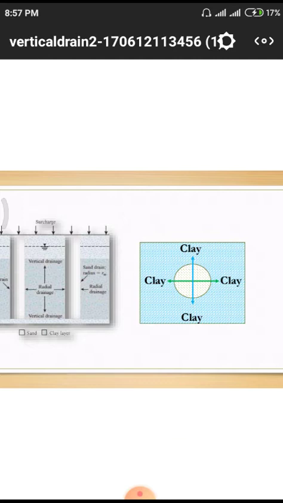This is a single cross section of a sand drain, that means a vertical drain. In this particular vertical drain, we are having both x direction and y direction. That means in the x direction the length is the same, in the y direction the length is the same. The surrounding soil is clay strata. This is the distribution of this single bore, that means single sand drain, vertical drain.